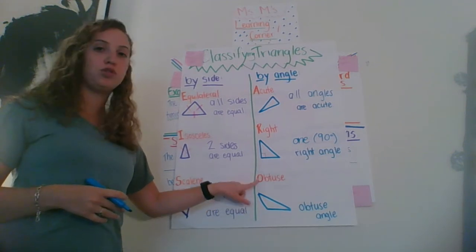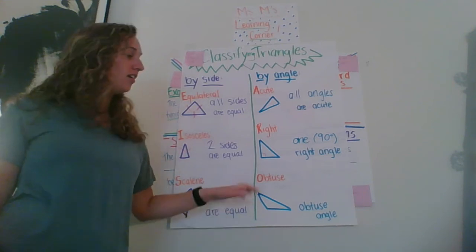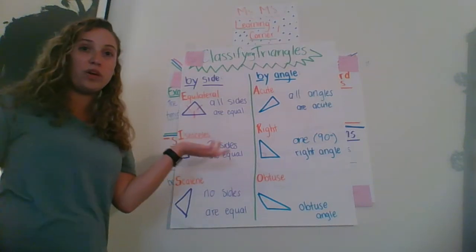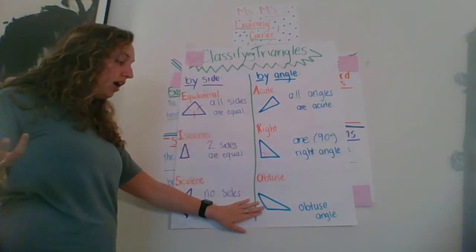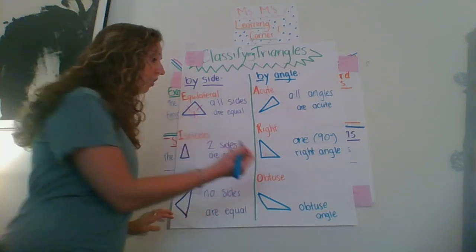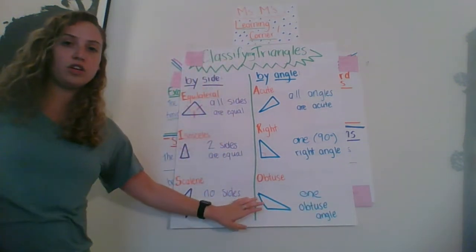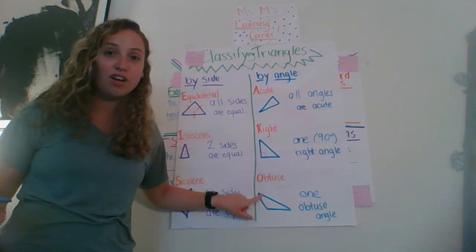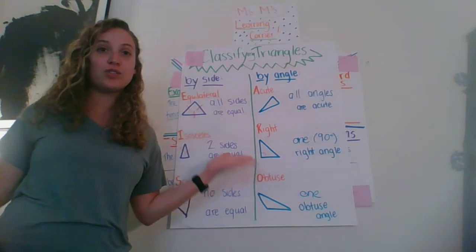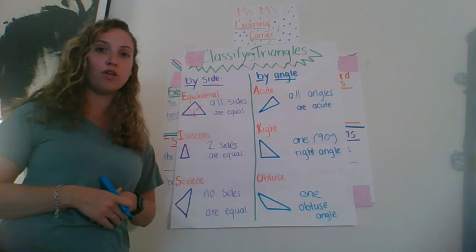And last, we have an obtuse triangle. Again, we already know the word obtuse. We know that an obtuse angle is bigger than 90 degrees. So then we can also infer that an obtuse triangle is going to have one obtuse angle. If we take a look down here at our picture, we can see that this triangle has one angle that is way bigger than 90 degrees. So that's why we can classify this triangle as obtuse, because it has that obtuse angle.